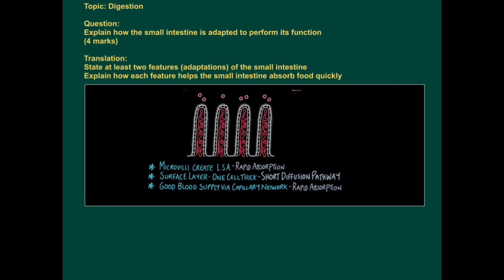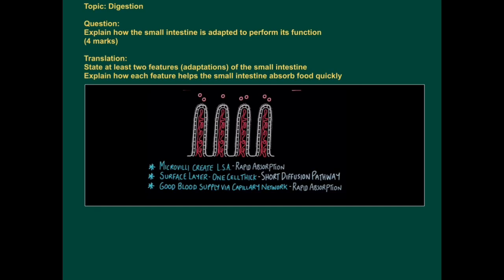This exam application tutorial is on the topic of digestion. The question for 4 marks is: explain how the small intestine is adapted to perform its function. So in other words, state at least 2 features, adaptations of the small intestine, and explain how each feature helps the small intestine absorb food quickly, because that's the job of the small intestine.